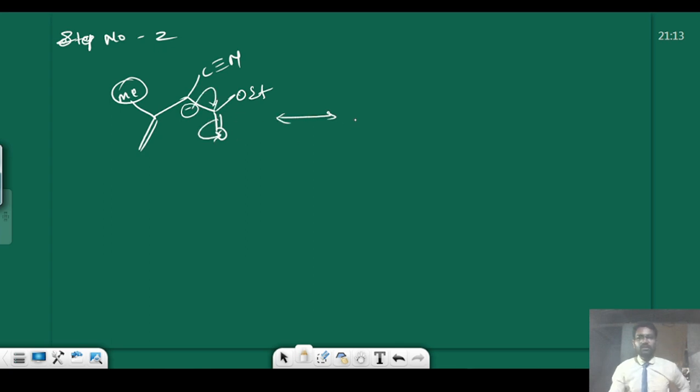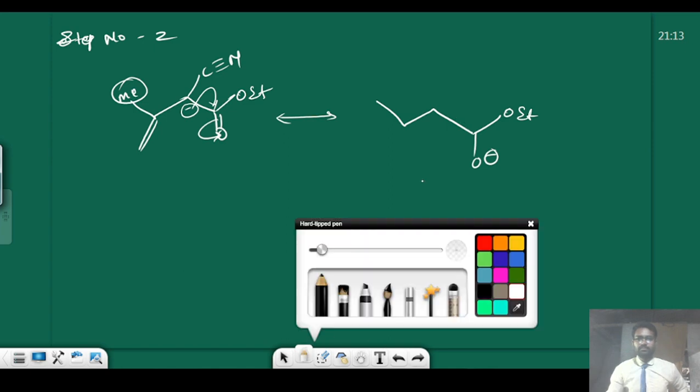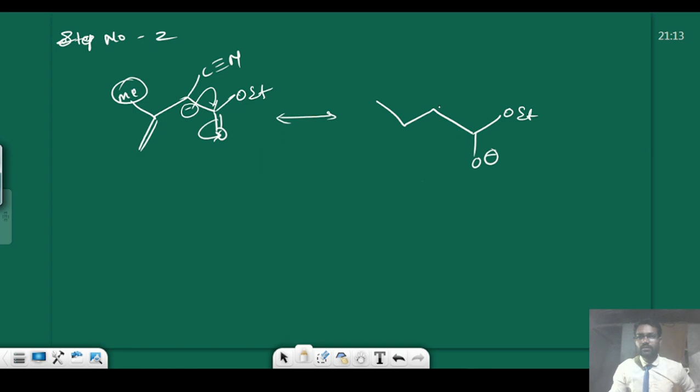And there is a formation of another canonical structure, O minus, OEt, double bond over here, like this. Double bond system over here, and here C triple bond N is present.